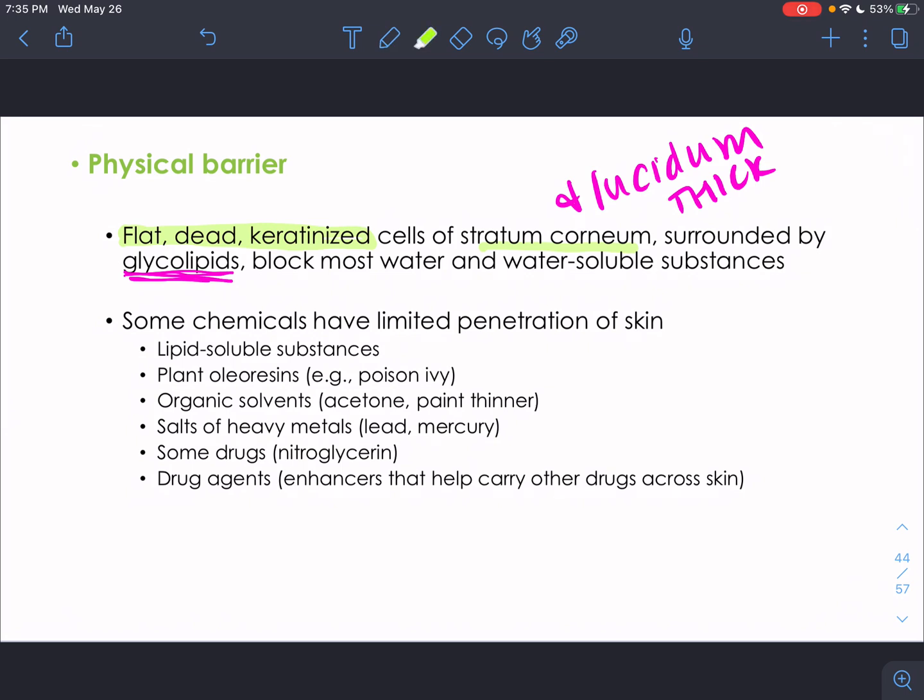Some chemicals do have limited penetration of the skin, some lipid-soluble substances, some plant chemicals, like poison ivy. The chemicals in poison ivy can get in. Acetone, paint thinner, heavy metals, some drugs, and other drug agents that pharmaceutical companies use. I'm not going to ask you to memorize these, but just know that we have a physical barrier with the skin.